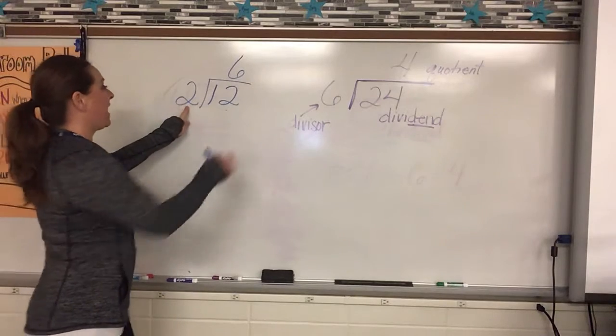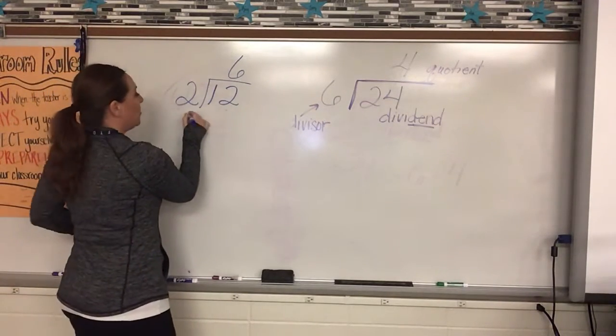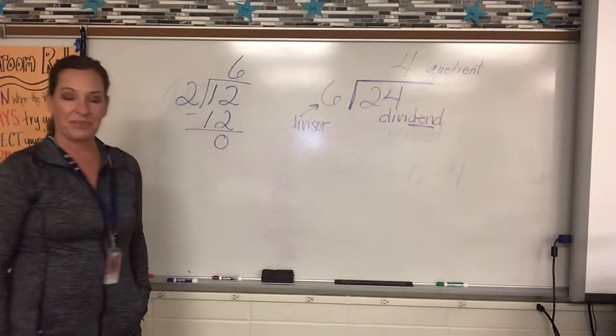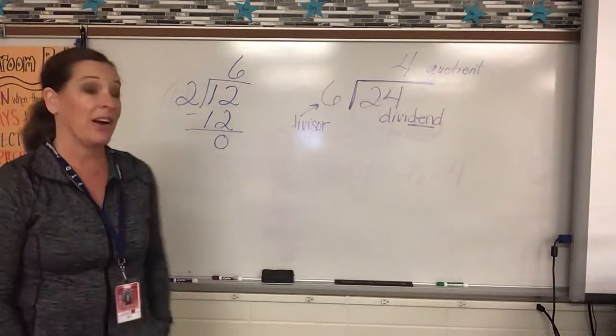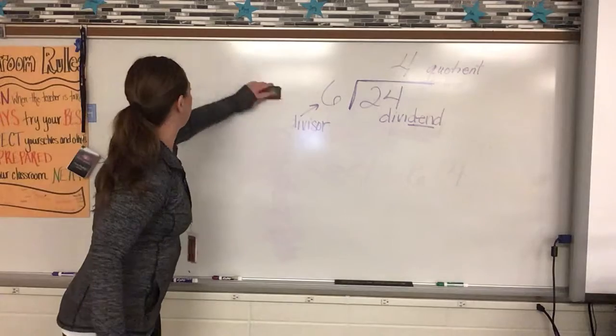Now I multiply the 2 and the 6, and we know that that's 12. We just said that. We subtract the 12 from the dividend, and we get 0. All right, I'm gonna give you, erase that. I'm gonna give you another problem.